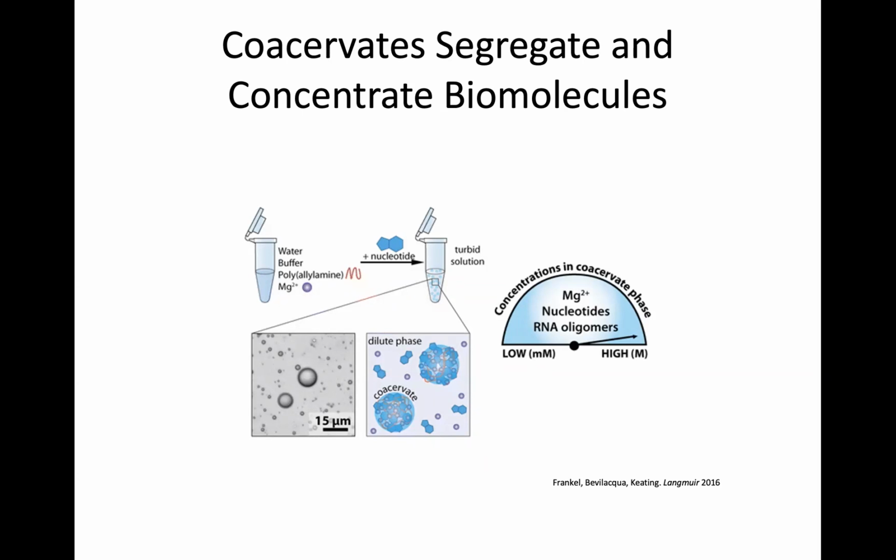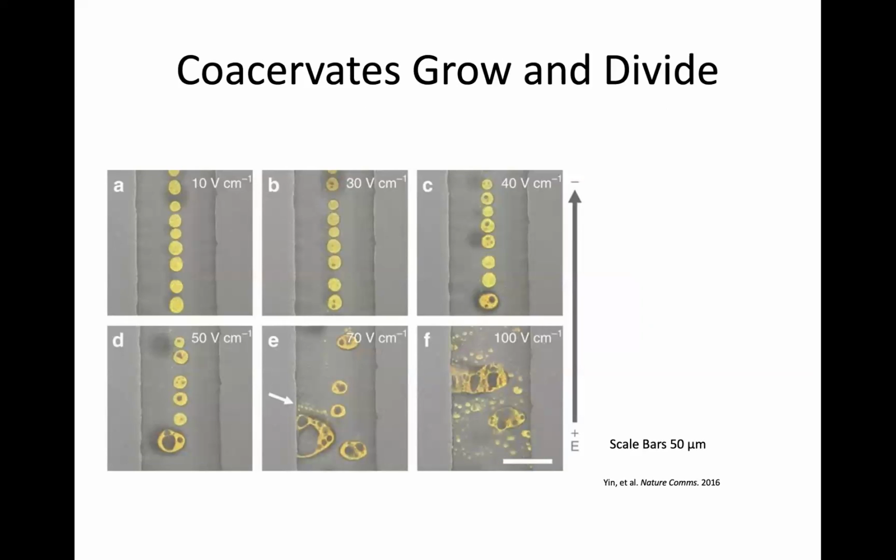And so these coacervates are actually used as membraneless compartment models in various origins of life related research investigations. And they perform a number of interesting functions that may have been relevant for primitive life. For example, it's been shown that membraneless compartments can segregate and concentrate biomolecules like magnesium, which we've heard a lot about today, nucleotides, or even nucleic acid oligomers. Some of these coacervates can actually grow and divide through the exertion of outside forces, like electric fields.